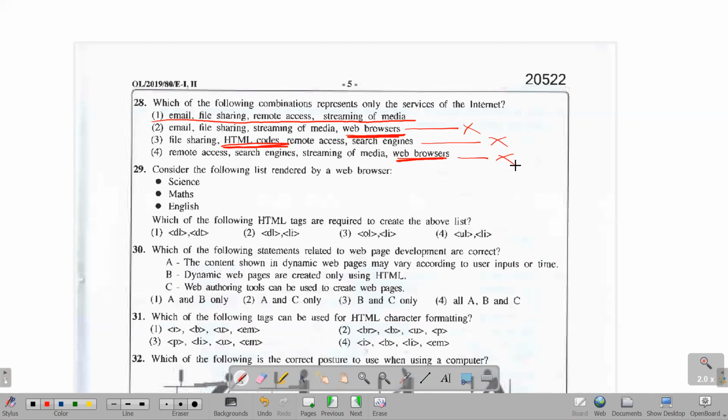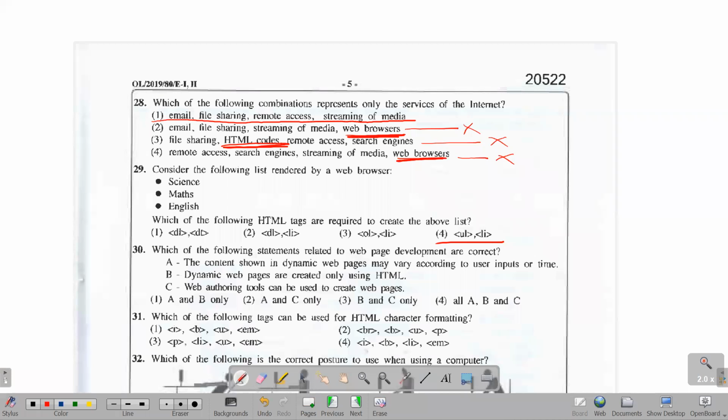29. Consider the following list rendered by a web browser: Science, Maths, English. It's an unordered list. Which of the following HTML tags are required to create the above list? So it is easy. Since it has bullets, it's an unordered list. So it's UL and LI. That means the fourth one is going to be the answer. DL and DT are used for definition list and definition titles. Right? OL stands for ordered list. Right? So since this is an unordered list, it is UL and the LIs that we need.